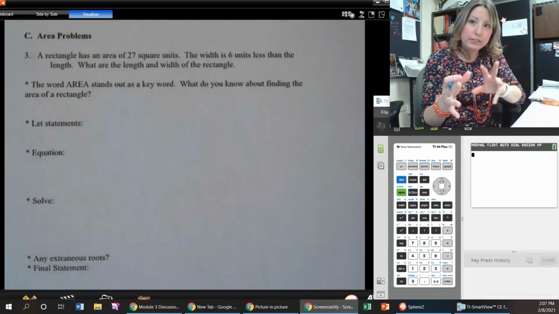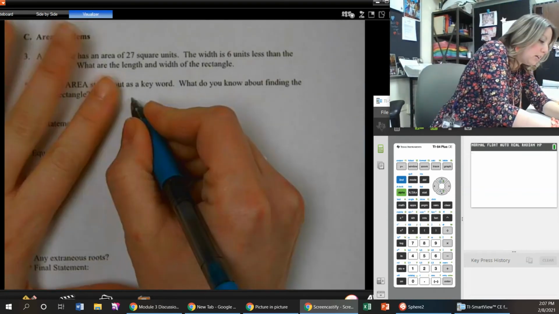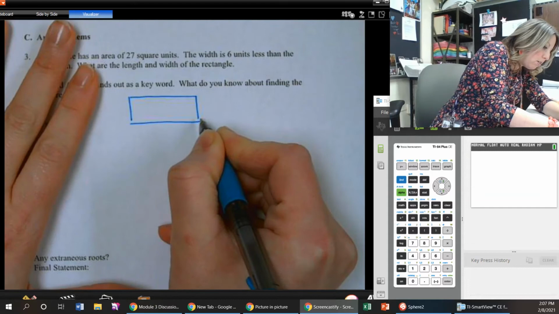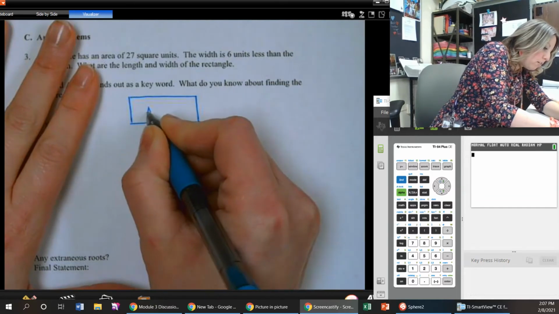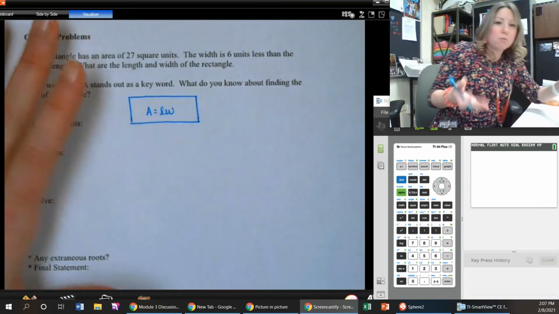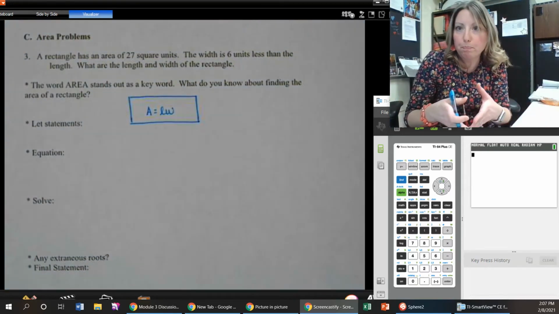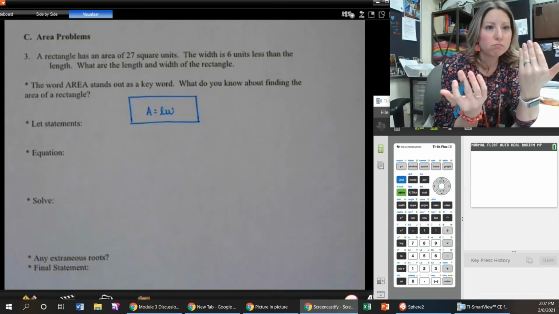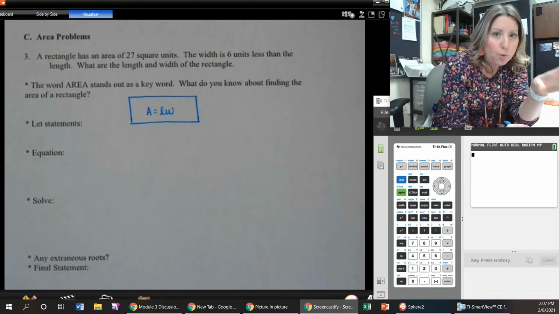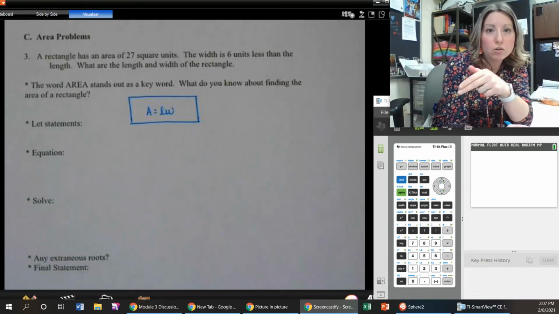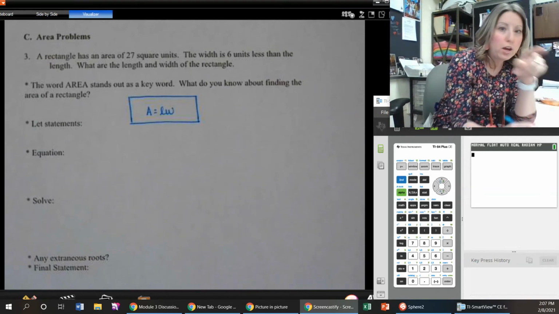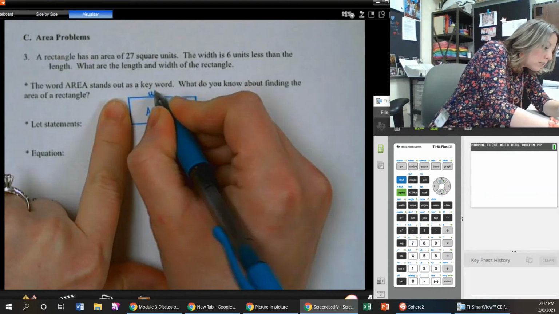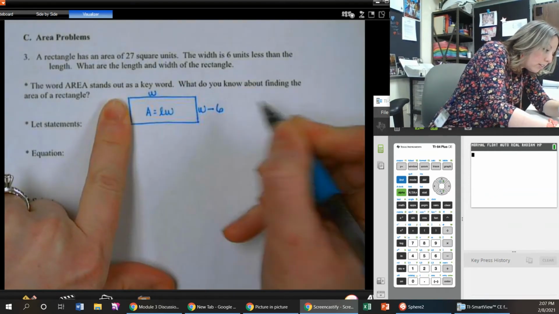Okay, so this time my let statements are actually going to be that diagram I'm telling you to draw. So draw a rectangle, and within that rectangle, write the area formula for that shape. The area formula for a rectangle is length times width. The width is 6 units less than the length, right?